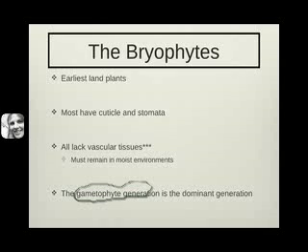In most plant groups, the gametophyte or the haploid generation is the smaller, less predominant generation. In bryophytes, they're unusual because the haploid generation is the dominant or predominant generation in the plant's life cycle. Again, I'll explain more about this when we get into the nuts and bolts of the bryophyte life cycle.